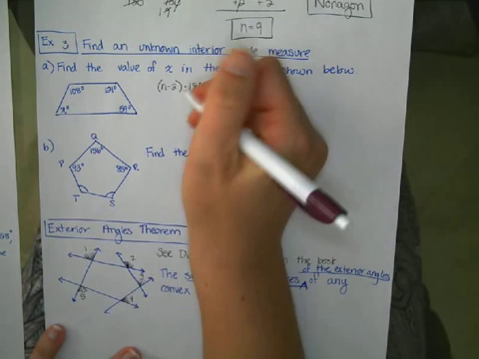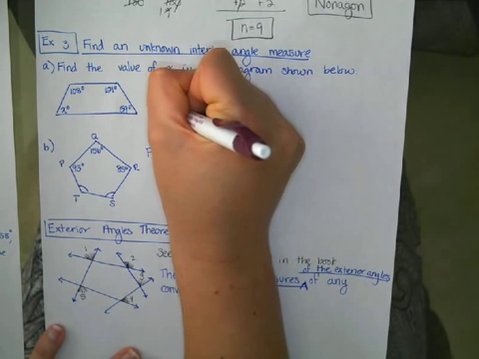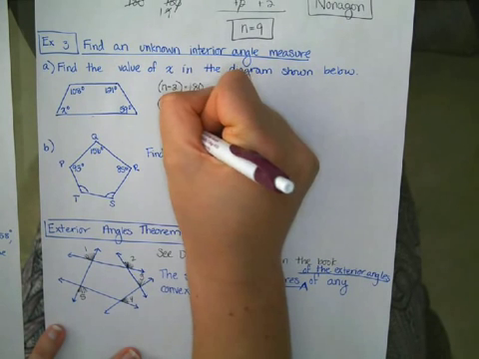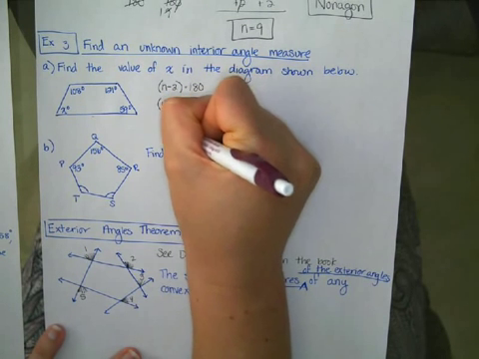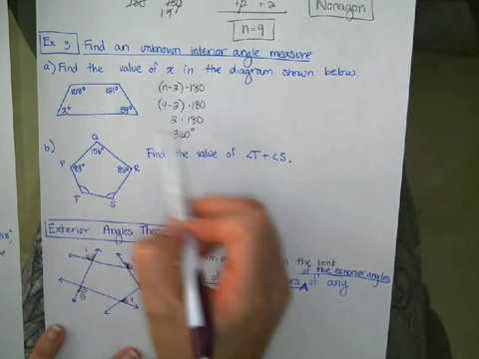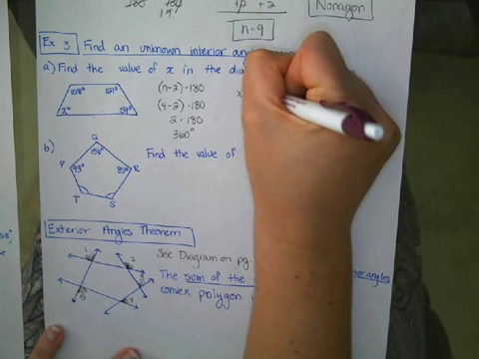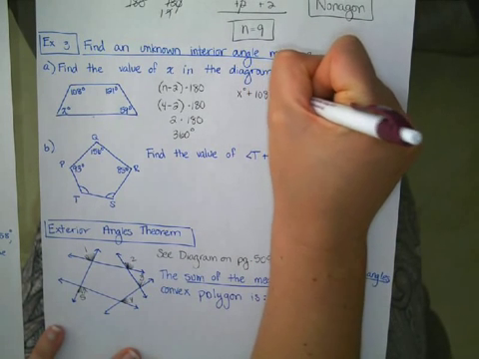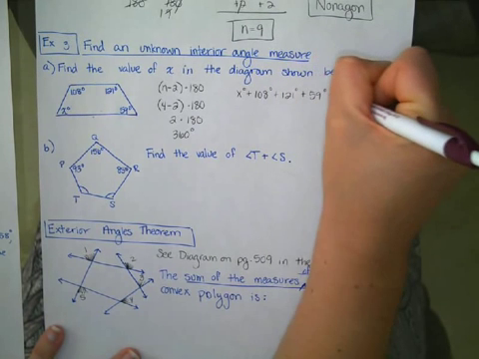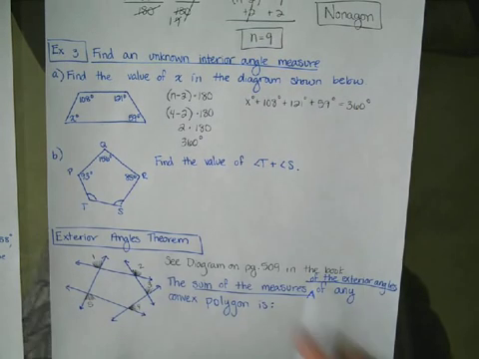So now what I'm going to do is add all these up and set it equal to 360. So I have x degrees plus 108 degrees plus 121 degrees plus 59 degrees equals 360 degrees. Now I have a question for you. Does it matter if I add x plus 59 plus 108 plus 121? No, it does not matter. It does not matter because it's addition. 2 plus 3 is 5, 3 plus 2 is 5, doesn't matter.